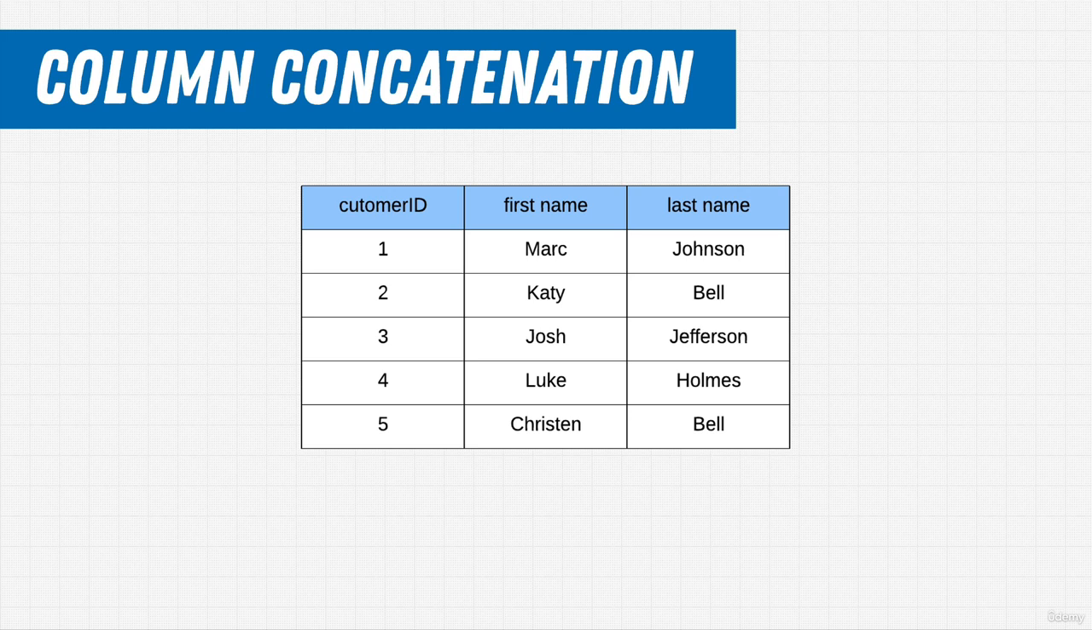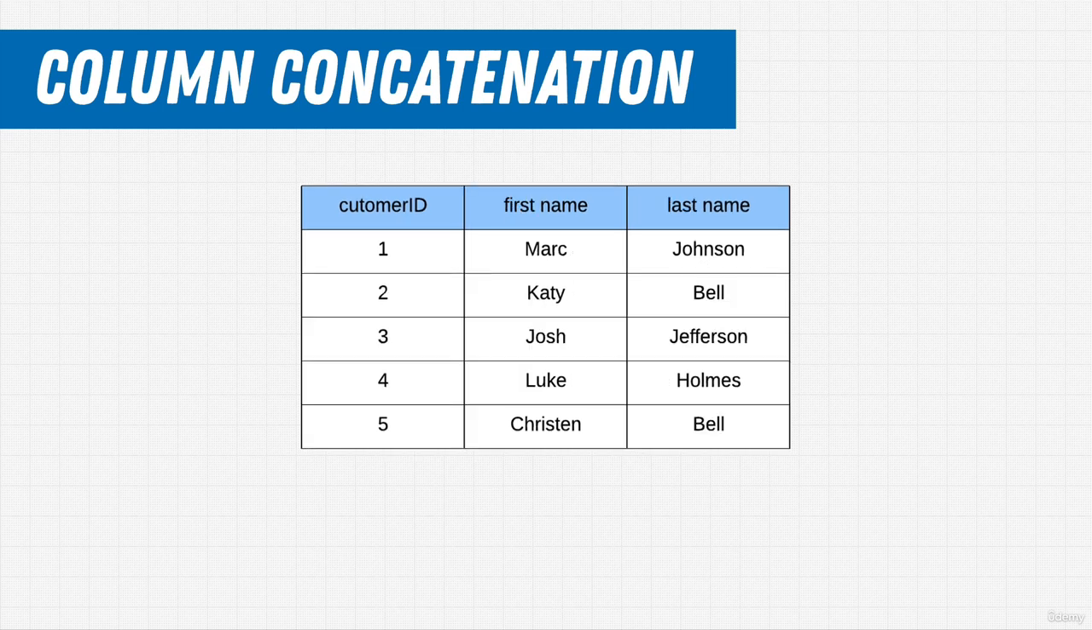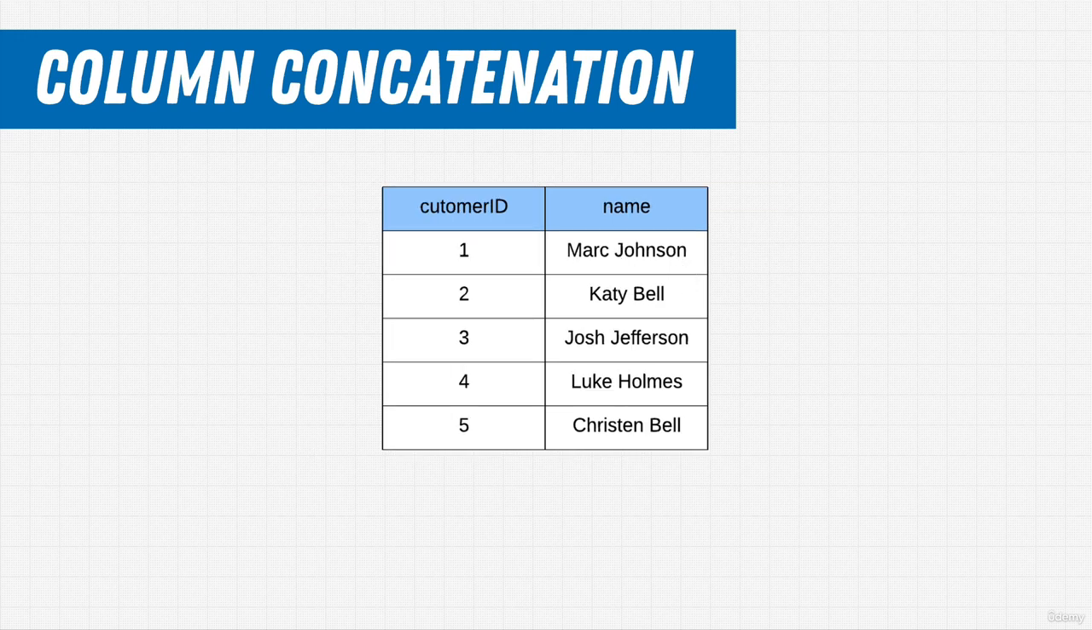What do I mean by that? Well, over here you can see customer ID, you can see first name, and you can see last name. And so what if I tell you you could do this? Customer ID, name. And suddenly, Mark Johnson, Katie Bell, wait. Wasn't that first name and last name? Yes. You can concatenate columns together. You can squish them together to form one column. And you can even put spaces in between to make it easier.